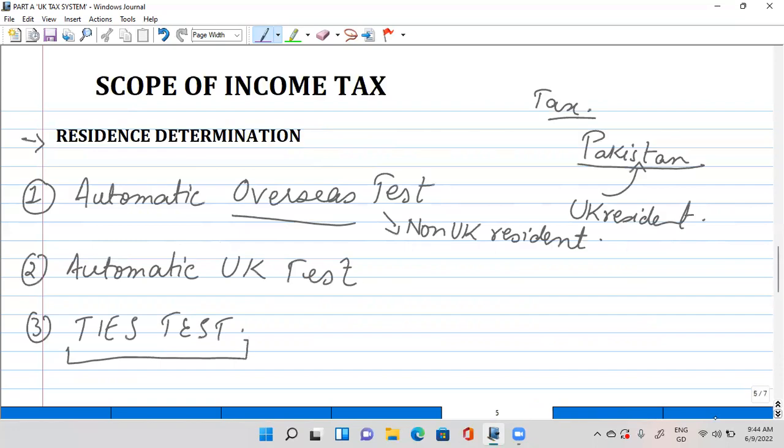So we have done the first test. Now coming towards the second one, that is the automatic UK test. The automatic UK test also has three conditions. First, you will carry out the automatic overseas test, and if you find that the conditions are not being met, then the automatic UK test is going to be considered.